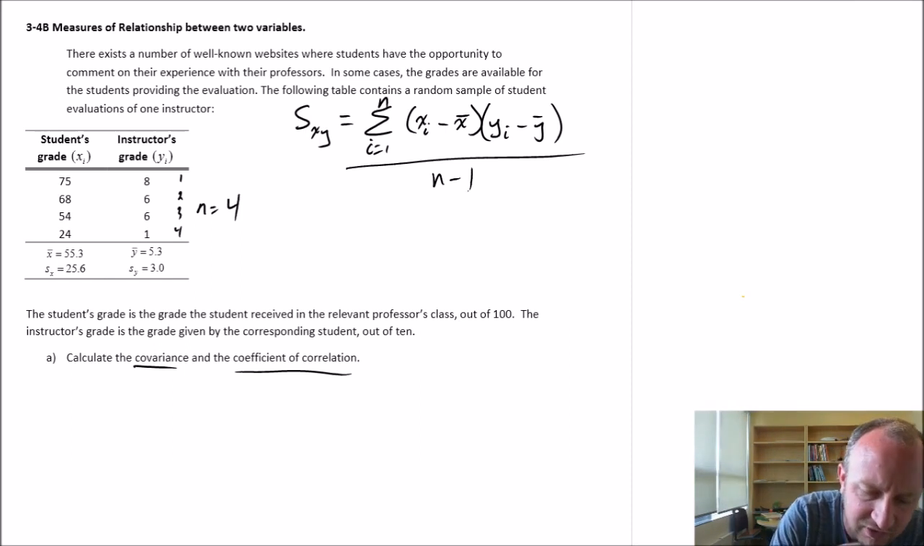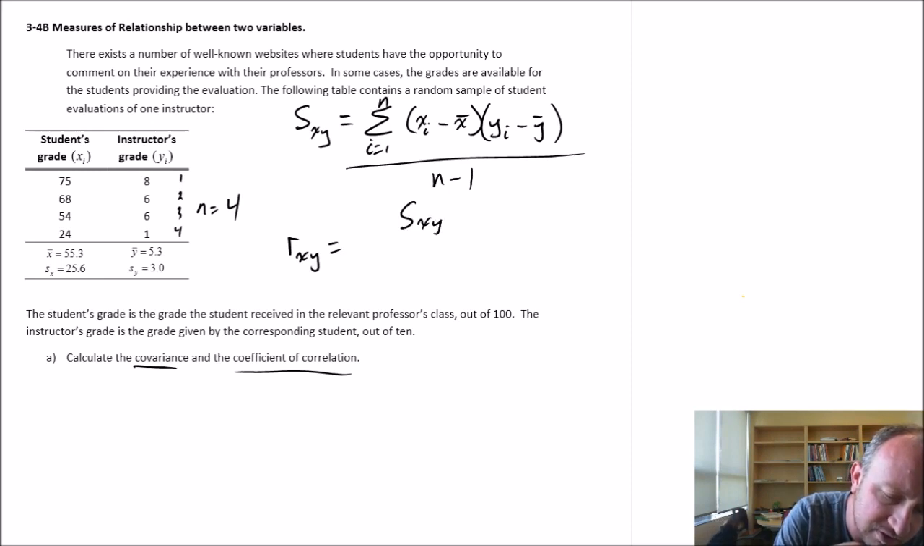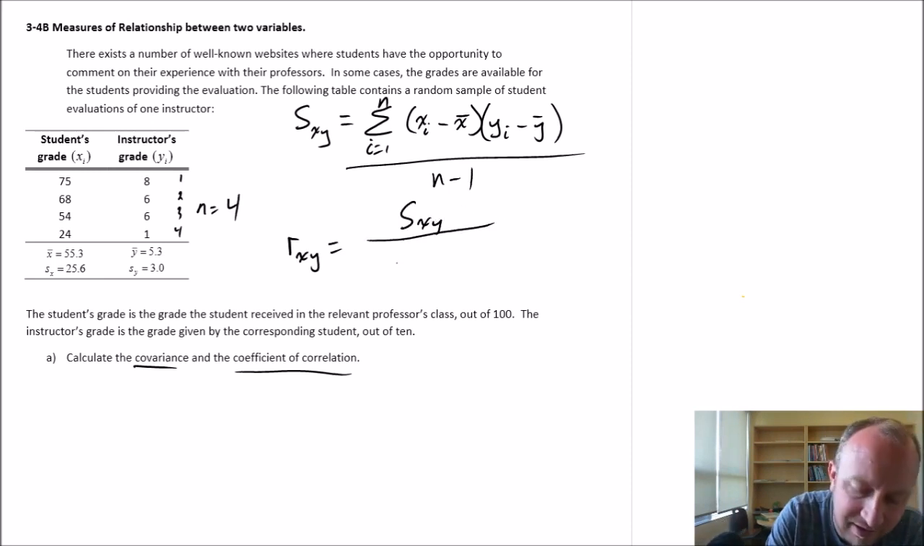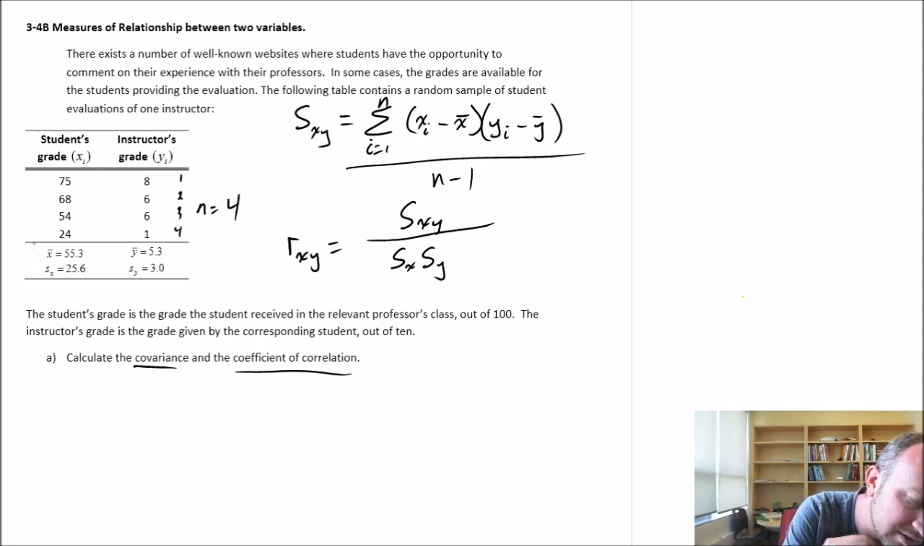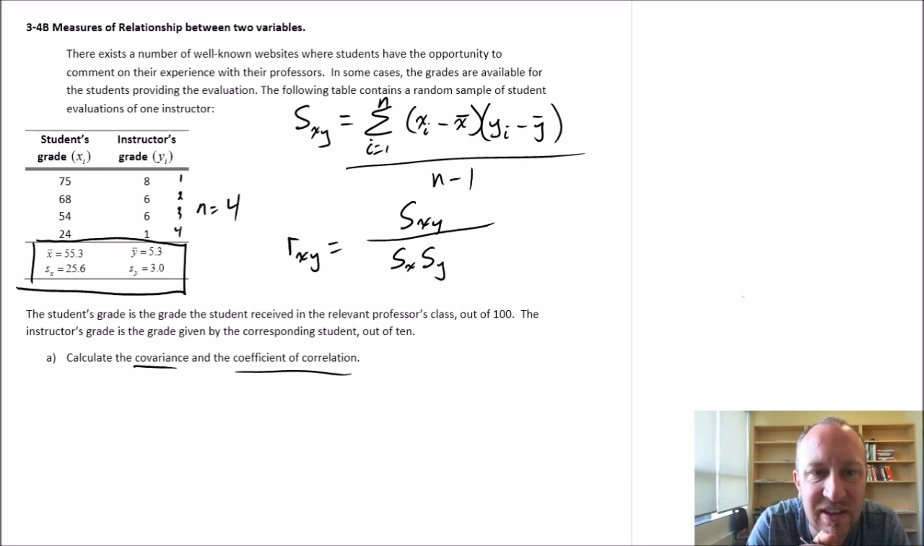The coefficient of correlation then is somewhat easier. Once we already have the covariance, the coefficient of correlation is the covariance divided by the product of the two variables' standard deviations. Now in this exercise, it's taken a bit of a shortcut, and we've been given those sample means and those sample standard deviations. So we don't have to calculate those intermediate steps. Everything is right there and handy. So let's get on with this.